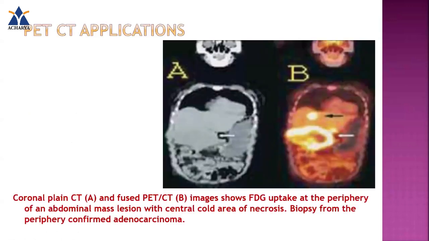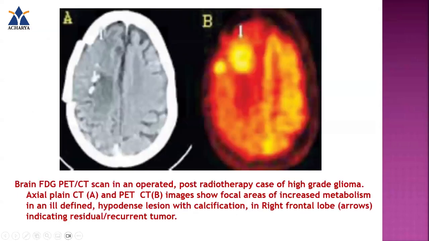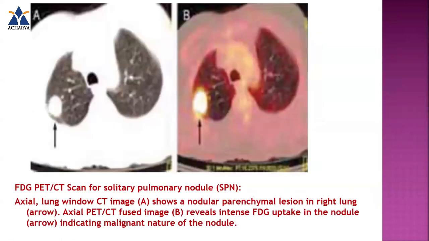So these are also some of the images shown. It shows the coronal plane of the CT used with the PET images. It shows the FDG uptake in the peripheral abdominal mass. So this is another example. In this figure, the pulmonary nodule is shown clearly. The SPN is clearly seen in the fused image.